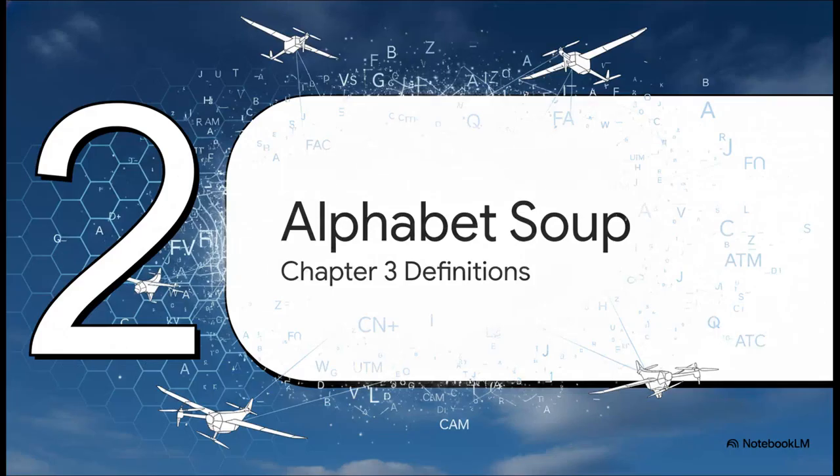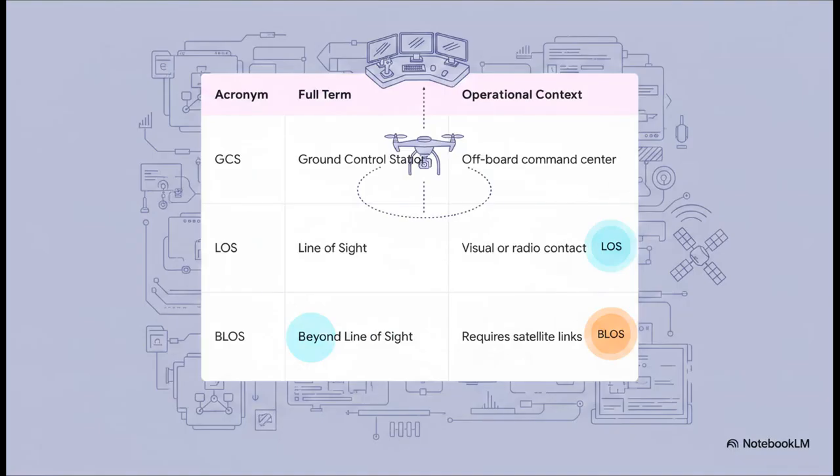Section 2. Unpacking the alphabet soup. Chapter 3. Definitions. We are going to dive straight into Chapter 3 of the Handbook now, unscrambling the specific common terms that dictate how these systems actually operate. When you lay these definitions out side by side, it's fascinating.